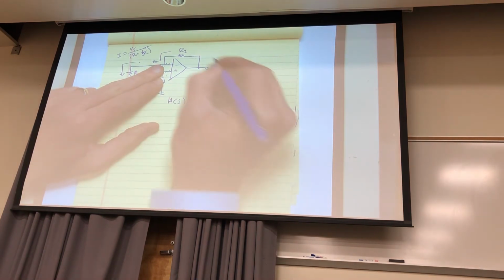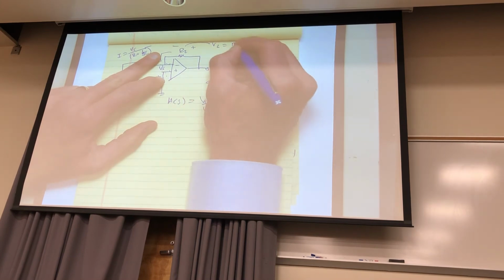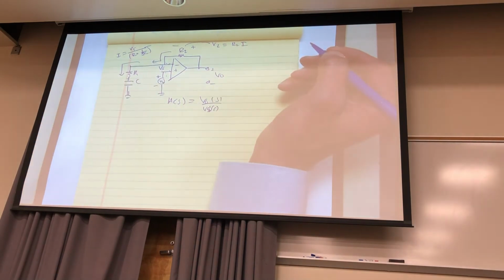So if that current flows through here, I get a voltage here. I'll just call that V2 is equal to R2 times I. Does everybody agree with me there?